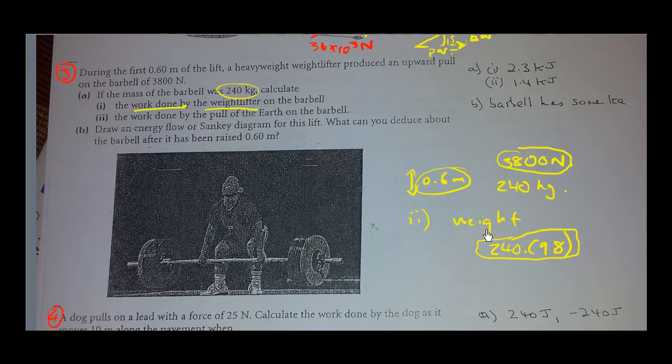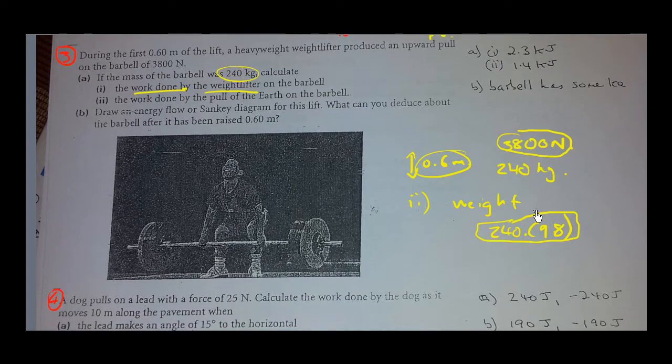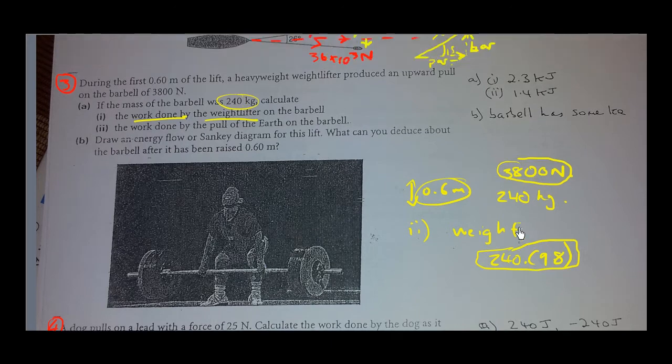So by multiplying those two, you can then compare the answer with that one here, and they give you the answers here. One of them is 2.3 thousand joules, the other one is 1.4 thousand joules. So there is a difference. In other words, the weightlifter does more work on the barbell than gravity does.